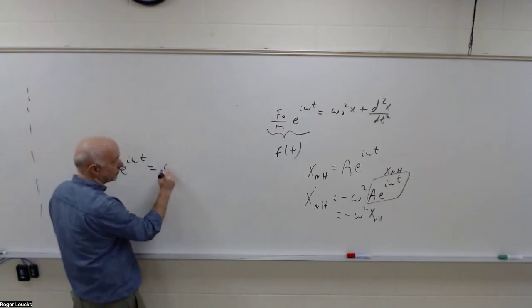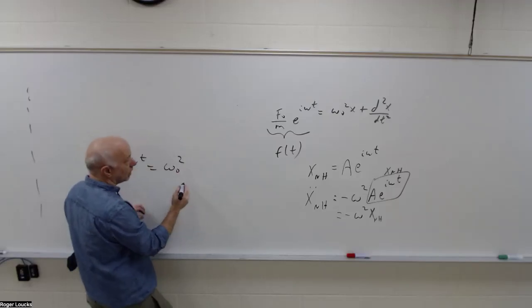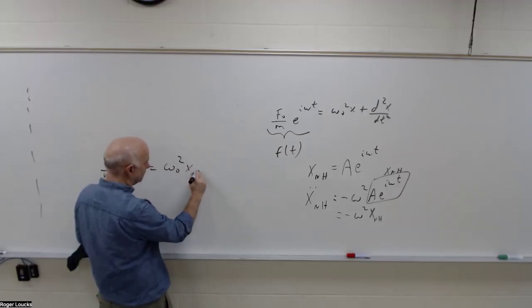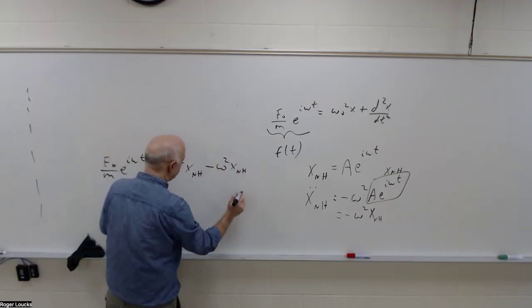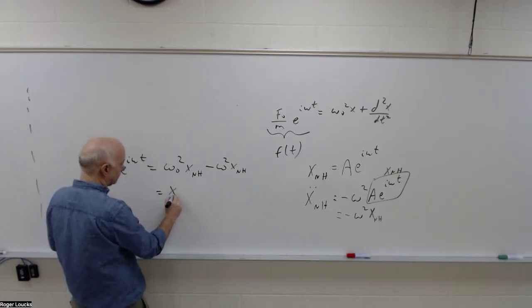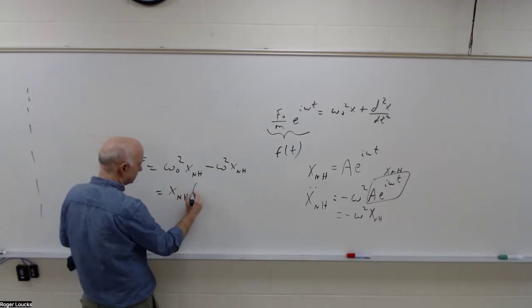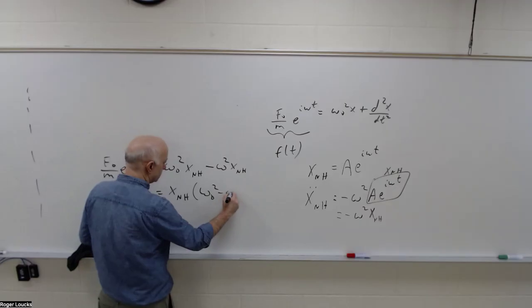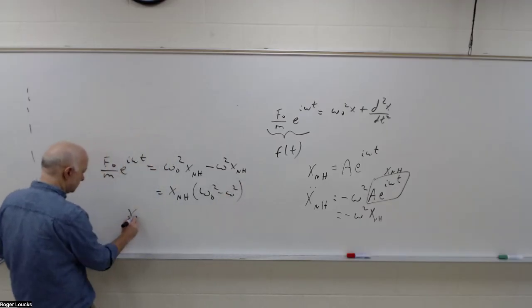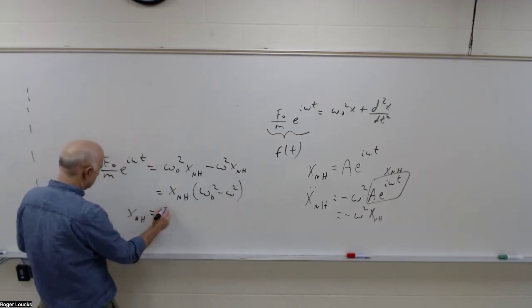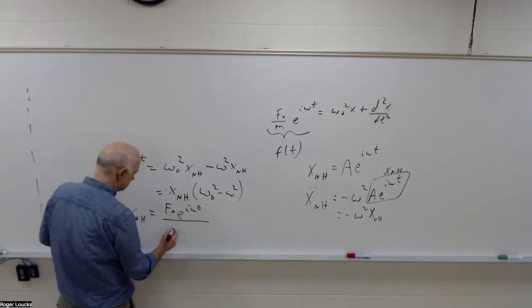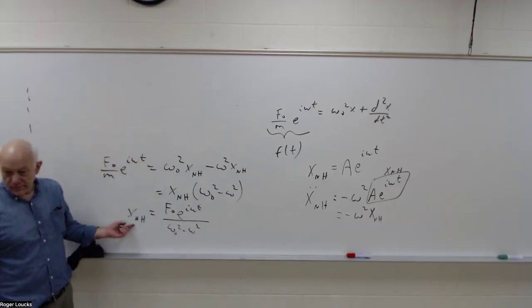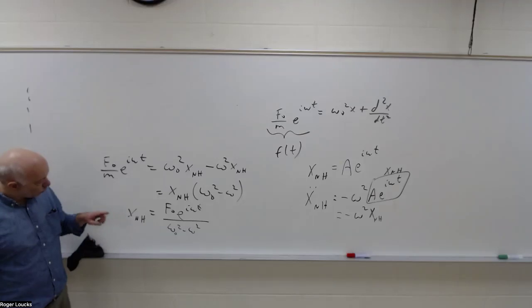So this gives us the omega naught squared. X non-homogeneous minus then this guy here. That gives us this here. So close. Okay, so that makes sense. Now, what did this show?